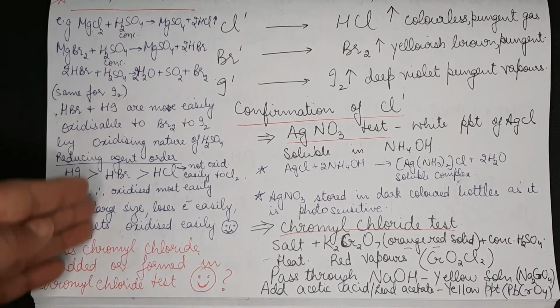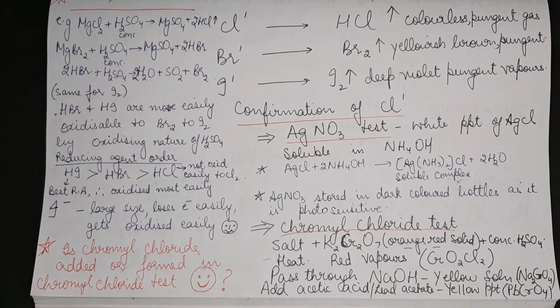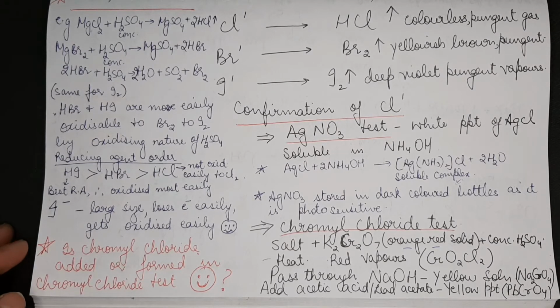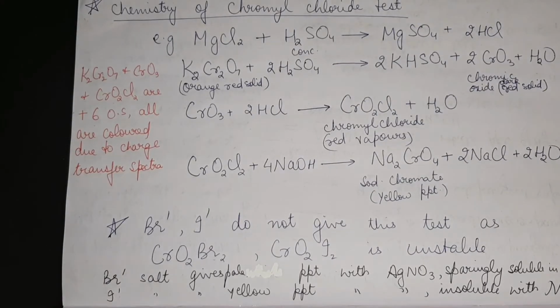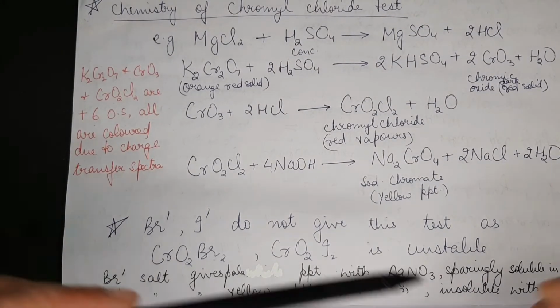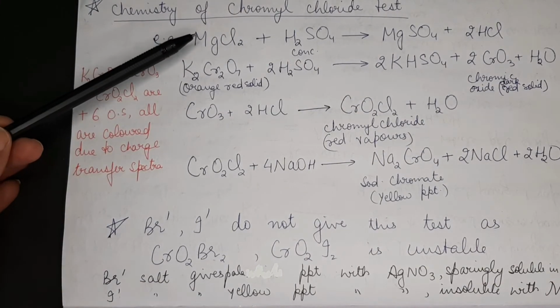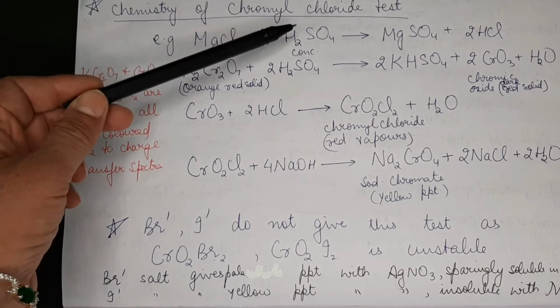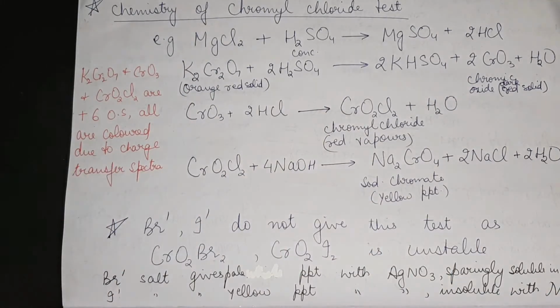So all these questions are very important for your Viva plus your JEE Mains, children. Very, very important, very high yield topics. Now I am dealing with you the chemistry of the chromyl chloride test. For the chemistry of the chromyl chloride test, again I have taken magnesium chloride, a chloride salt, with concentrated sulfuric acid, which is going to liberate HCl.